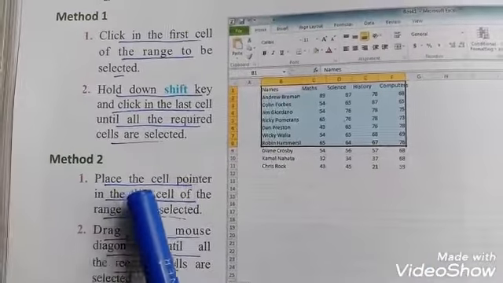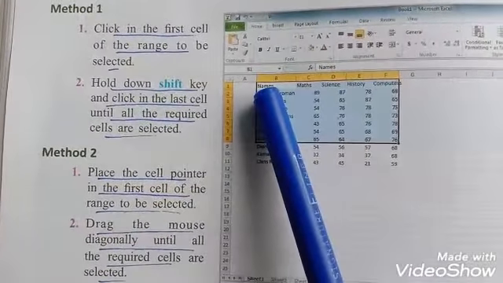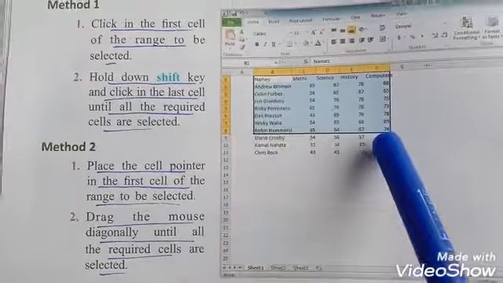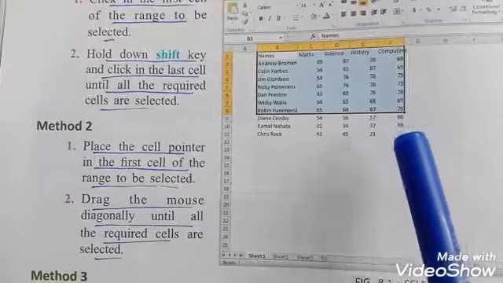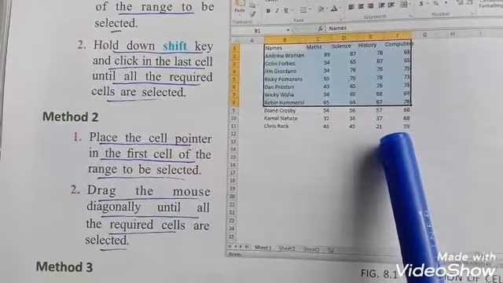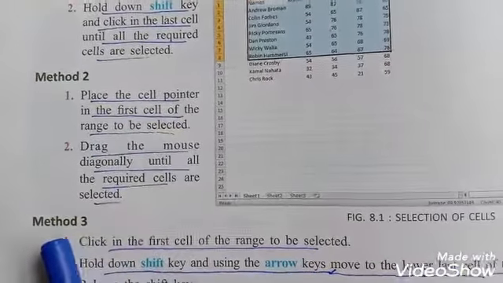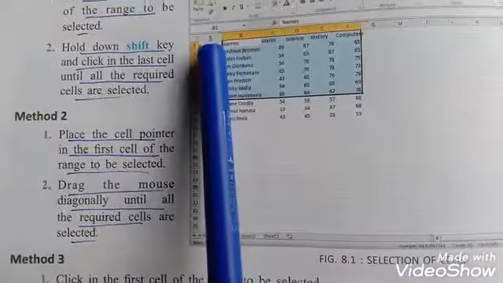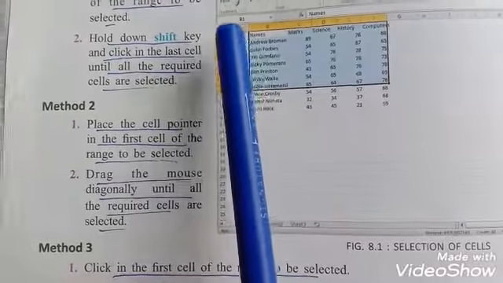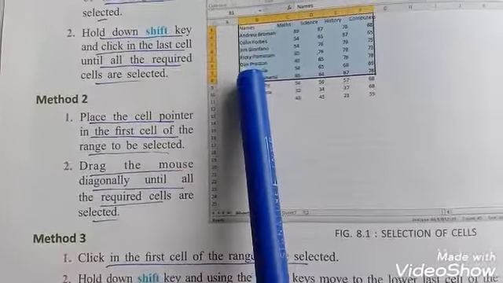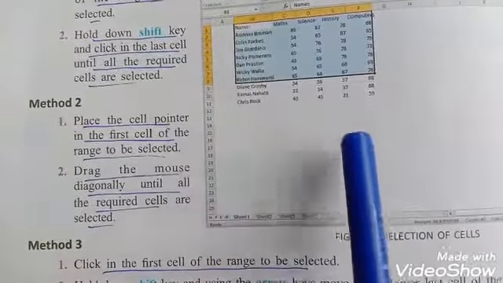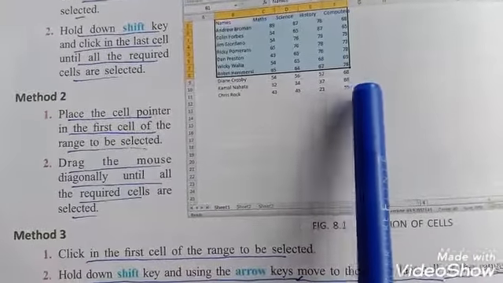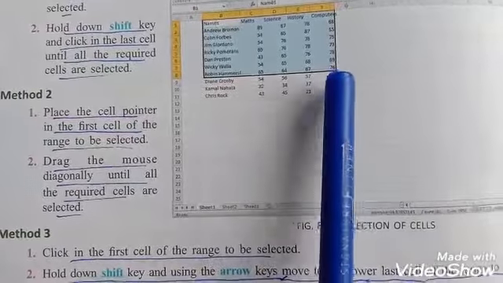Method 2. Place the cell pointer in the first cell of the range to be selected. Drag the mouse diagonally until all the required cells are selected. Last method is click in the first cell of the range to be selected. Hold on the Shift key and using the down arrow key move to the last cell in the range of cells to be selected.